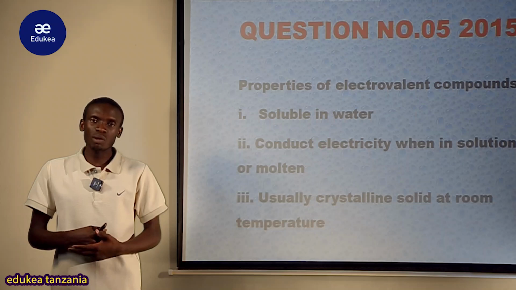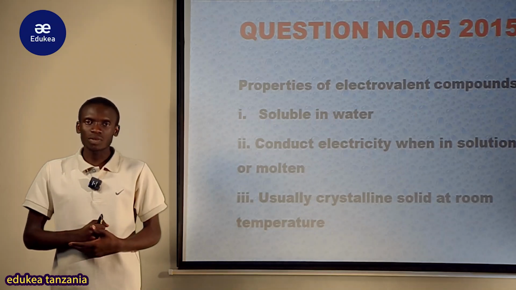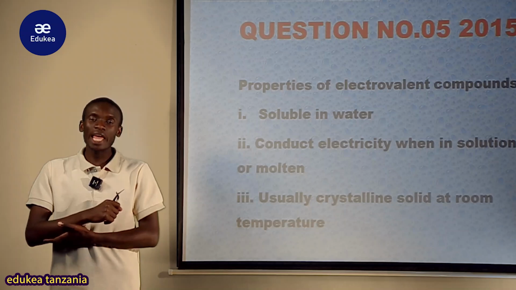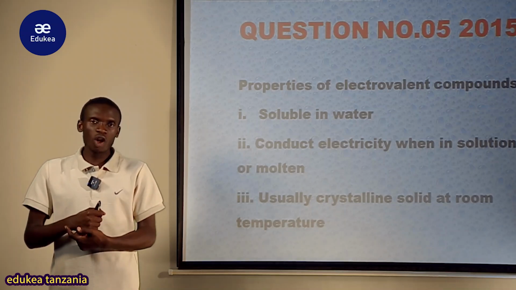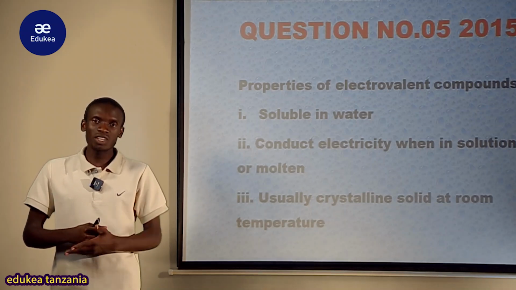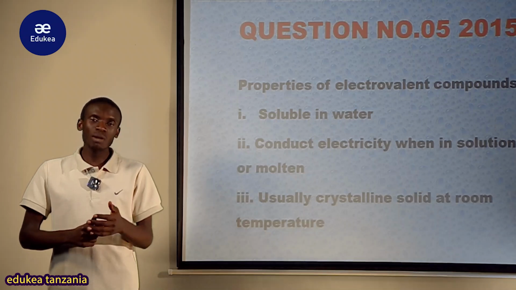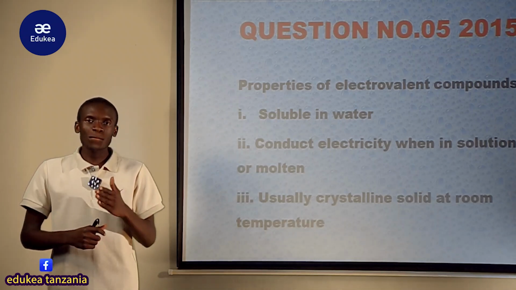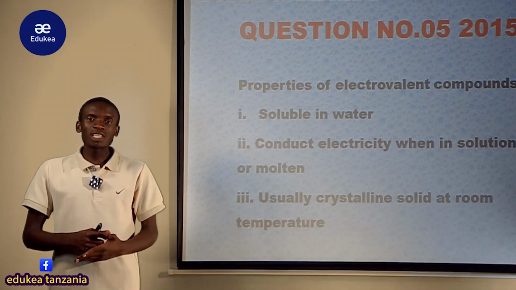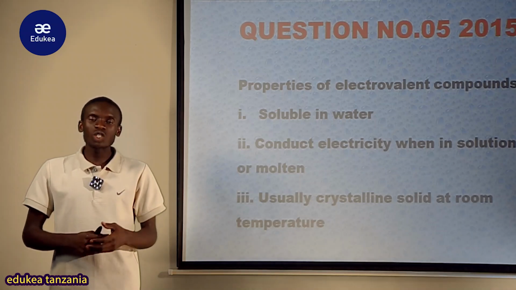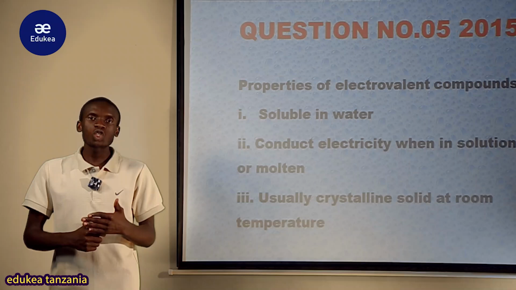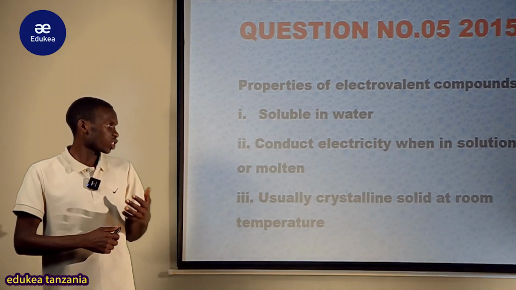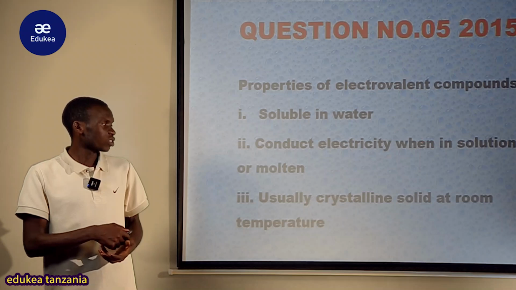As I've said, the example of sodium chloride is a solid. So those solids you find are mostly electrovalent compounds. If you go to the laboratory, there is copper sulfate, sodium chloride, barium sulfate; you find many of them are solids at room temperature, solid compounds.